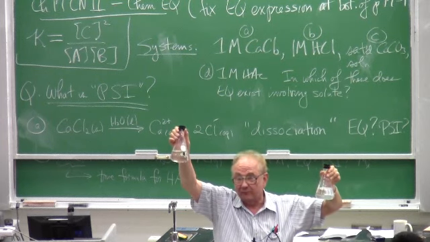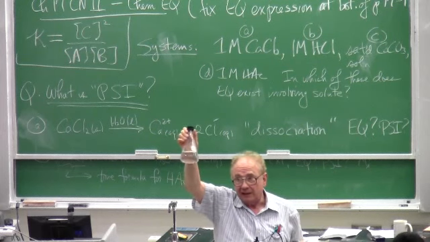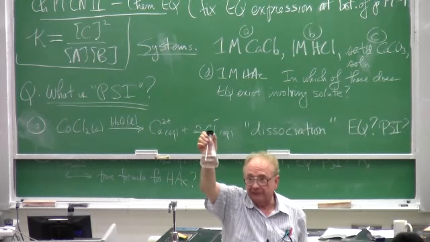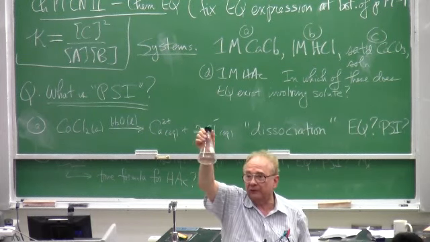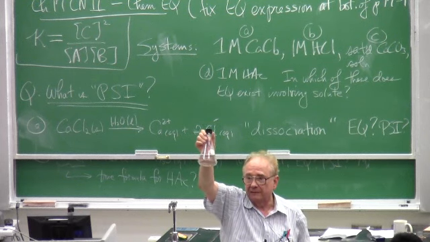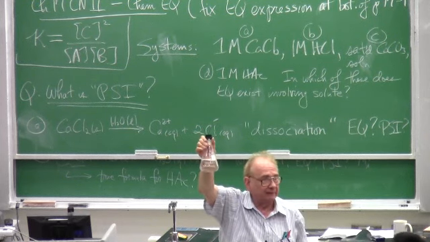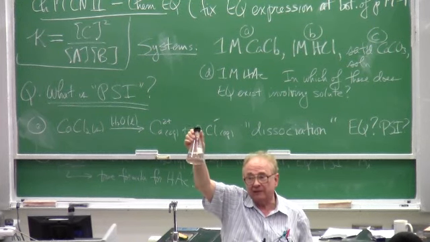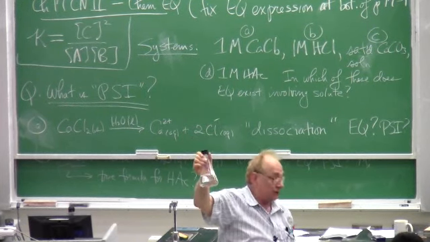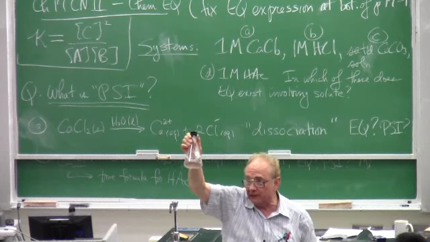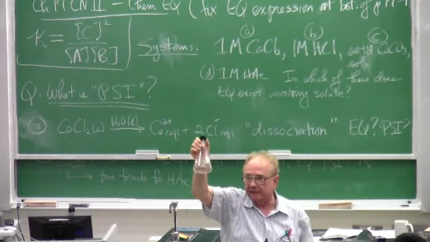$64 question. Watch out before you answer this. In this container, is there any calcium chloride? Remember, calcium chloride is a white crystalline solid. I showed it to you. Is there any calcium chloride in this container? No. Not any.